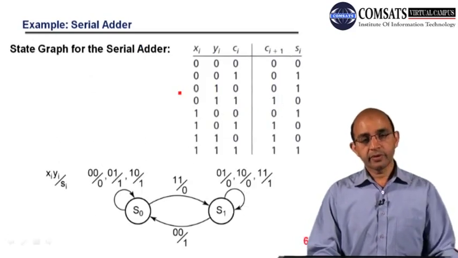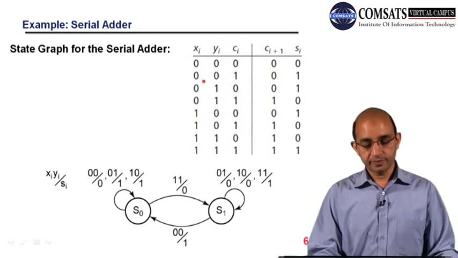Now we have to draw the state diagram from this truth table. If I look here, we have 2 states, S0 and S1. So let me call this S0, where we have 0, 0.